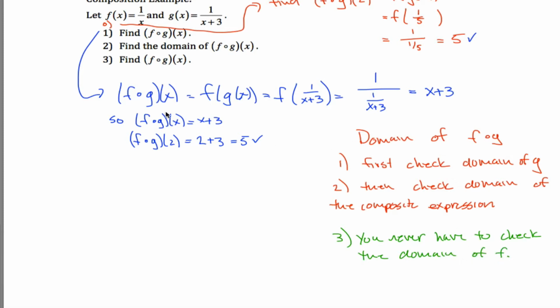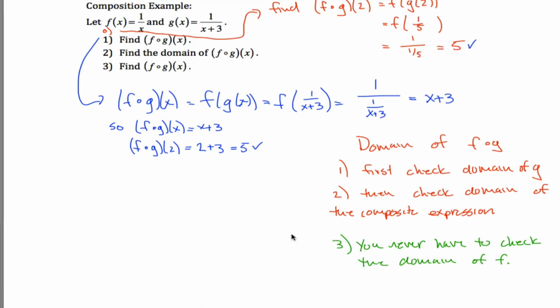Wait, what? So if I have a composite function f of g, the order that I write the f and g matters apparently, because to figure out the domain, I look at g, I look at the second one for some reason, and then I look at the composite expression, whatever that is, but I never check the domain of f. That's true. So let me go through and do an example to talk about it. Let's do this example right here.